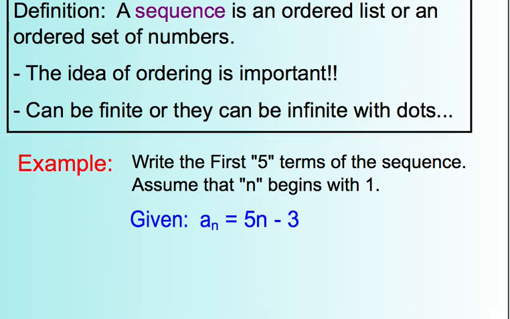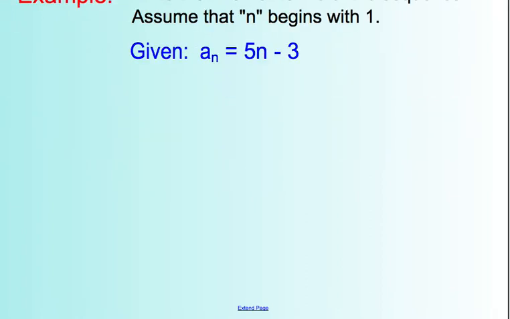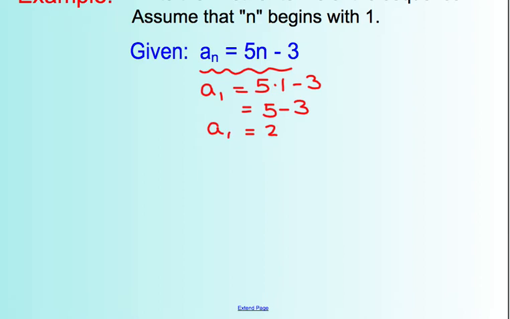So here's an example. We want you to find the first 5 terms of the sequence, assuming that n equals 1. So here is our equation, and we're going to plug in 1 for n. So 5 times 1 minus 3. Simplify it. 5 times 1 is 5, minus 3 is 2. So our first term, a1, is 2.